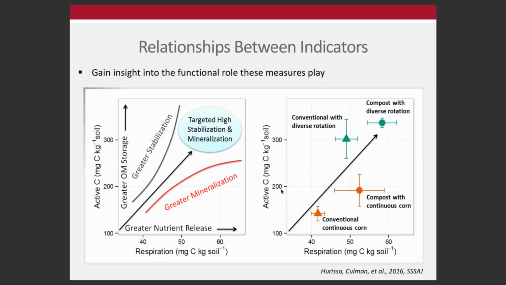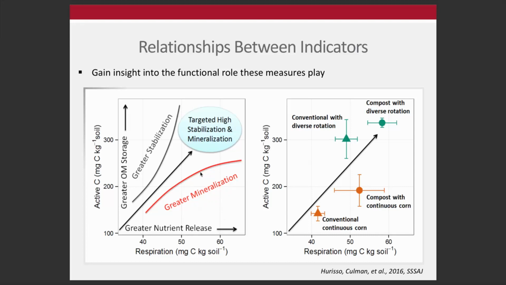So we've used this, and we think this is a good, valuable framework that we've developed in our lab to look at the relationship between active carbon, or POX, and respiration, mineralizable carbon. So, we graph these separately or on different axes, and in this scenario where we have low respiration but high active carbon, we've got greater stabilization. Conversely, if we've got high respiration values on a soil and low active carbon values, we believe we're having greater mineralization.